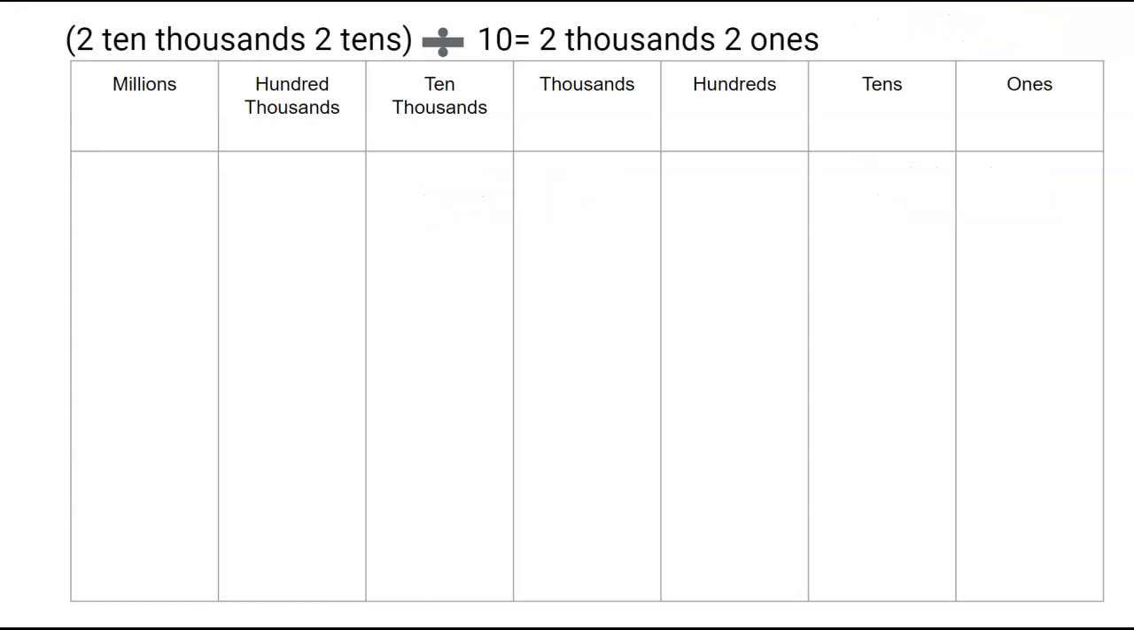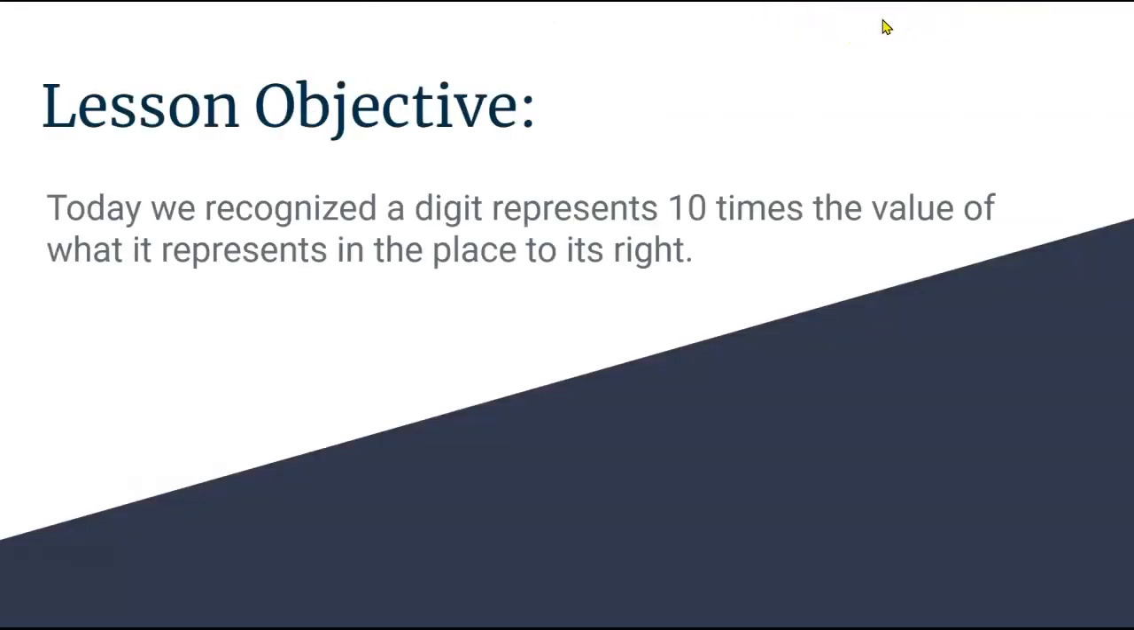All right, let's review our lesson objective. Today we recognized that a digit represents 10 times the value of what it represents in the place to its right. So basically we were multiplying digits and numbers by 10, and we were dividing digits and numbers by 10 to figure out what our new answer is.